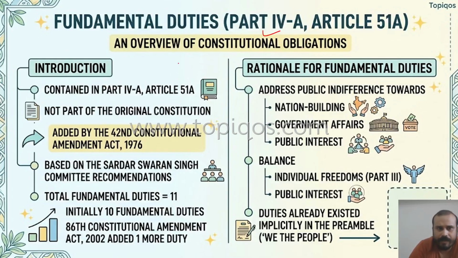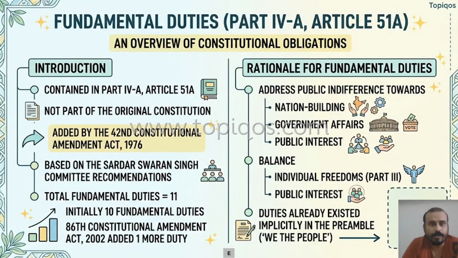And why 4A? Because earlier part 4 was there and part 5 was there. So this was placed immediately after directive principles, or rather we can call them fundamental principles required for the governance of the country. So we have fundamental rights, fundamental principles, then we have fundamental duties. These two are the duties of the state, and this is the duty of the citizens.